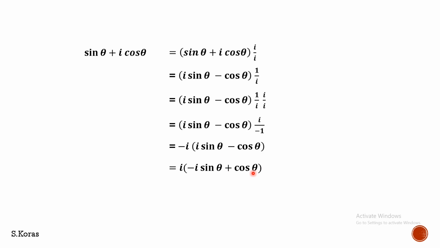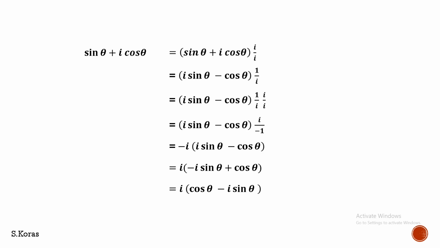Let us keep this cos theta in the front. Let the minus i sin theta be brought to the back side. So the answer will be cos theta minus i sin theta. So if you see this, whenever a problem comes like sin theta plus i cos theta, there is no need to worry, that can be converted as i into cos theta minus i sin theta.